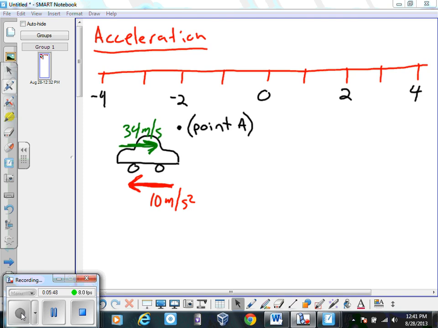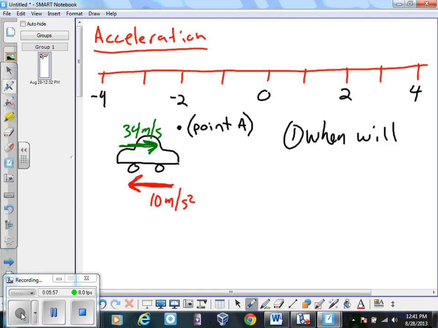So I'm going to ask you to answer a couple questions. The first question is, when will the car stop? Well, the reason why I picked this 10 meters per second squared is because, like I said, it's easy to do the math in your head with that. So let's think about this.